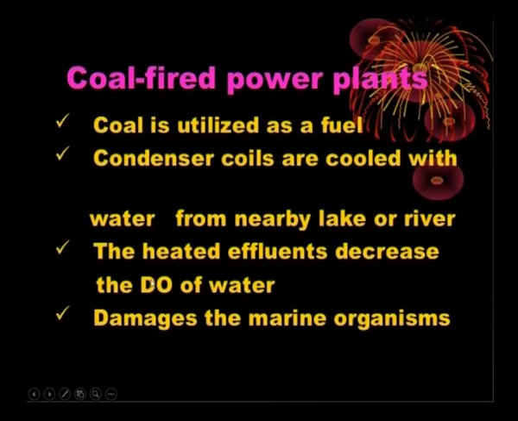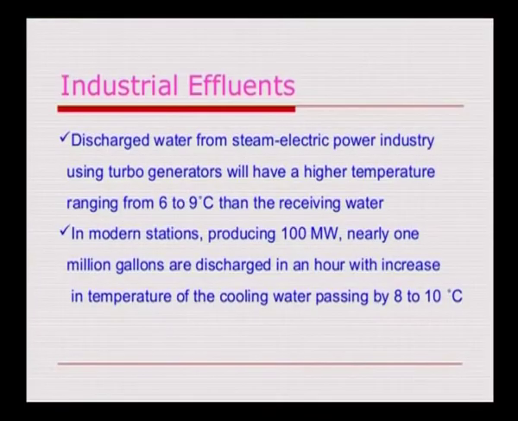Coal-fired power plants, coal is utilized as a fuel. Condenser coils are cooled with water from nearby lakes or rivers. The heated effluents decrease the dissolved oxygen of the water, and this therefore damages the marine organisms. Industrial effluents, discharged water from steam electric power industry using turbo generators will have a higher temperature ranging from 6 to 9 degrees C than the receiving water. In modern stations producing 100 megawatts, nearly 1 million gallons are discharged in an hour, which increases the temperature of the cooling water passing by nearly 10 degrees Celsius.